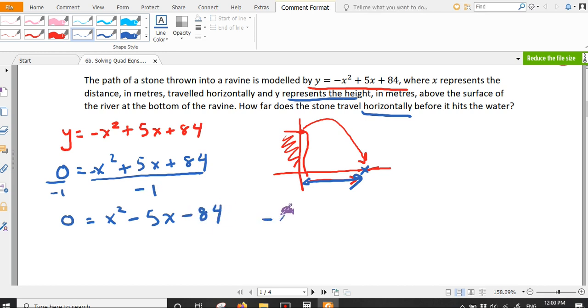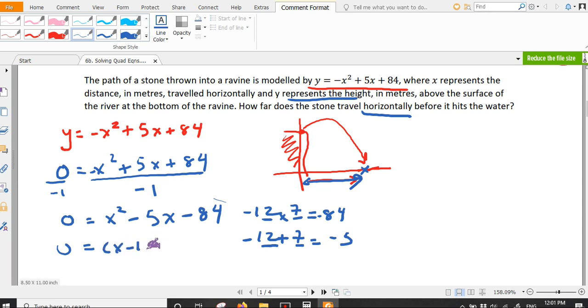So I need two numbers that will multiply to give me negative 84, but at the same time must add to give me negative 5. Okay. Now this will take some trial and error. So 84, let's see, 7 times 12. There we go, 7 and 12. So I know 12 and 7 are the two numbers, but one of them must be negative, because I need to add them to give me negative 5, which means negative 12. So 0 equals x minus 12 and x plus 7.